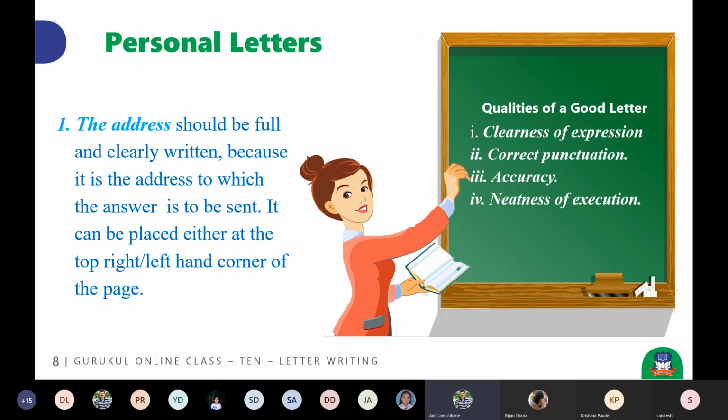Especially in formal letters, it is very important. In informal letters also, from where it is written, at least for that. In informal, for the known persons, it is important from where it is written. For formal, it is very important, if a reply is to be sent to that same address. It can be placed either at the top right or left hand corner of the page. There are different formats, right hand side or left hand side. But nowadays left alignment letters are in use. So we also follow this.